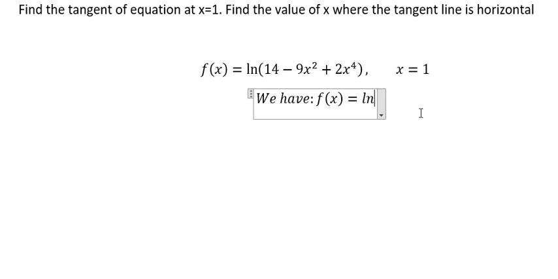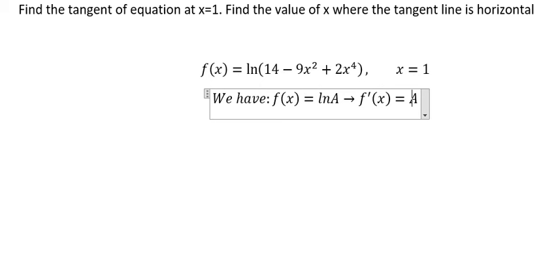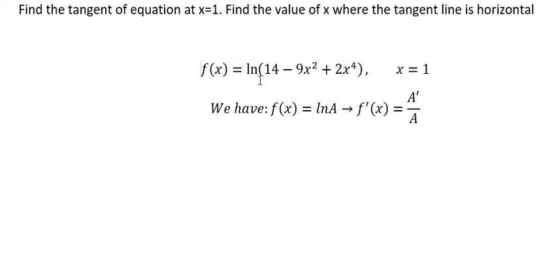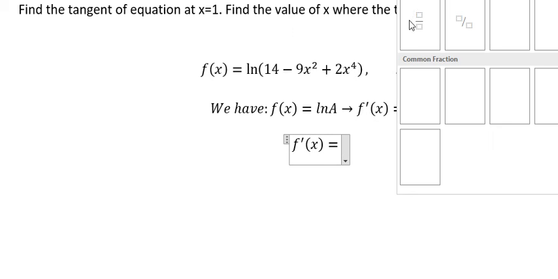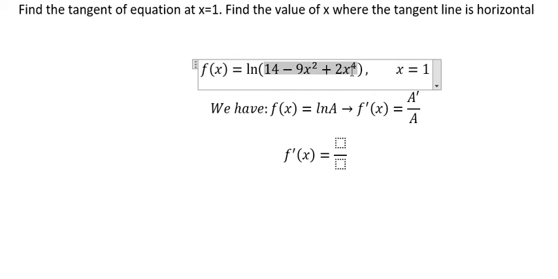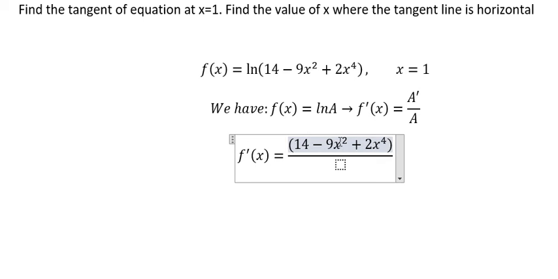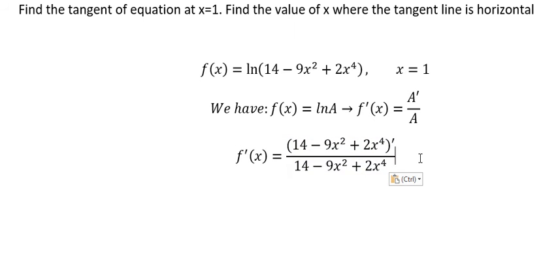We have f of s equal to ln a. If we do first the derivative, we need to do first the derivative of a over a. So if we apply the formula in here, we need to do first the derivative of this one on the numerator, and this one will go to the denominator.